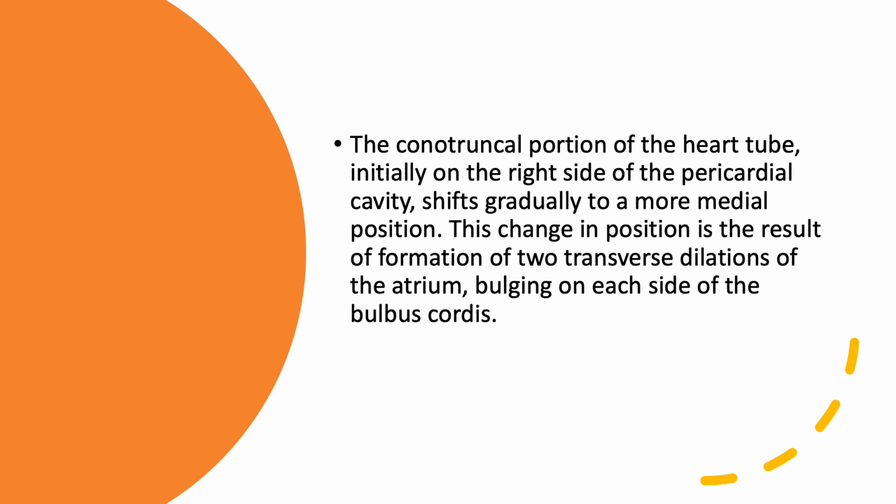The heart tube is on the right of the pericardial cavity. When the heart tube shifts to the medial position, this change results in the formation of the transverse dilation, and this dilation is called the atrium, which then bulges on each side of the bulbus cordis.